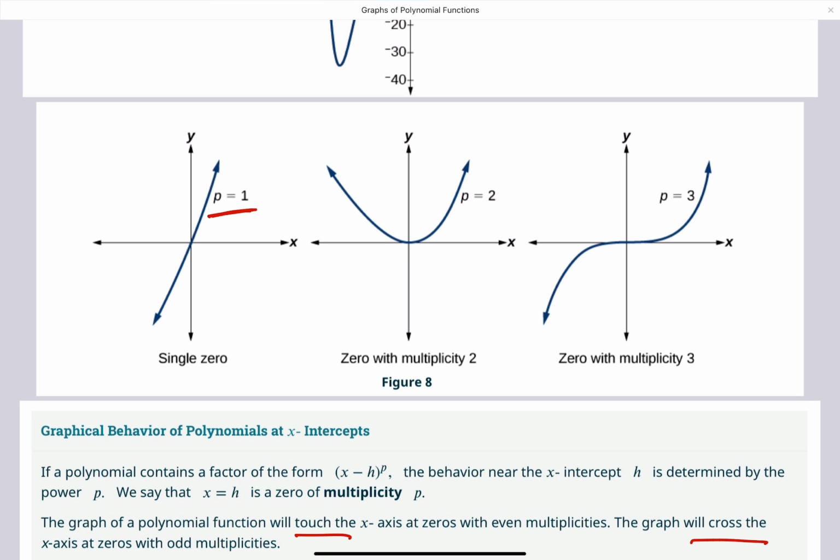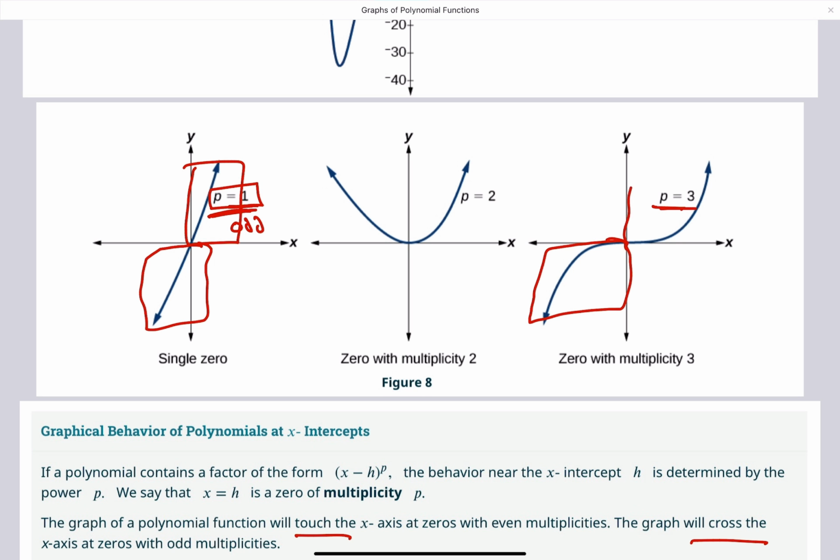P equal to 1. Is this odd or even? It's odd, right? And the function was below the x-axis. Now it's above the x-axis after going through 1. Now let's look at p equal to 3. Well, the function was below. Now it's above after p equal to 3.